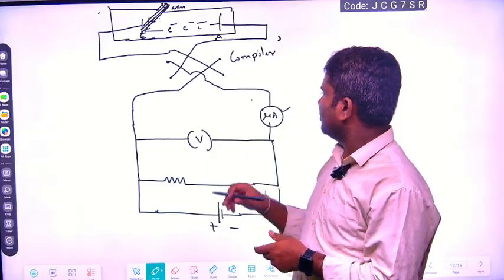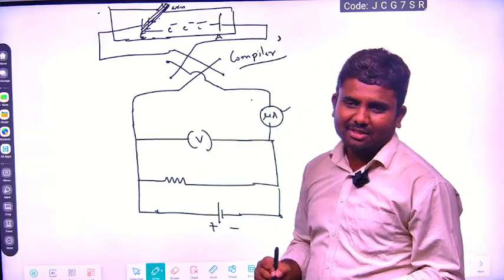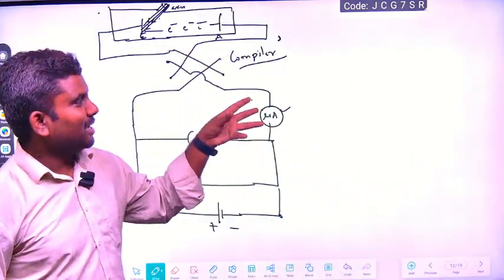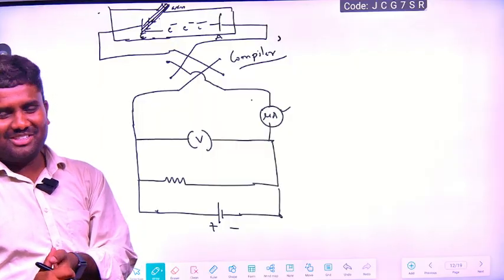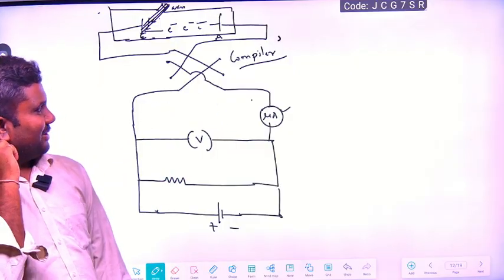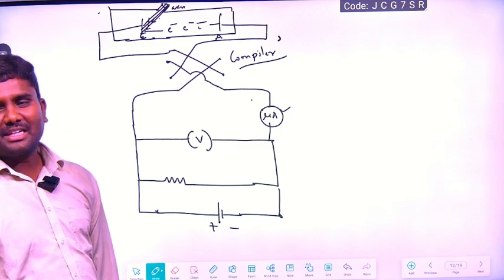Understood? Whatever I said now, this name is not compiler actually. Something is there, but I'm telling it's compiler. Compiler means connecting, combining. So it's not combining. Okay, controller, something it is there, control.